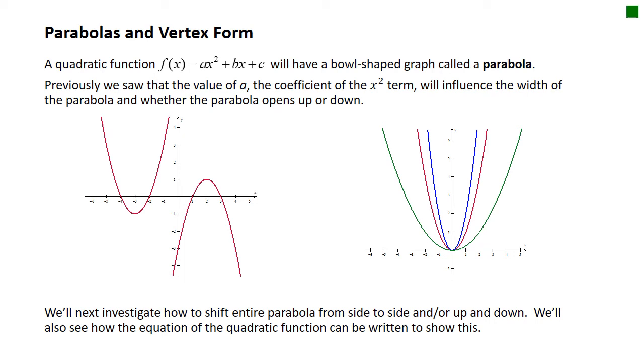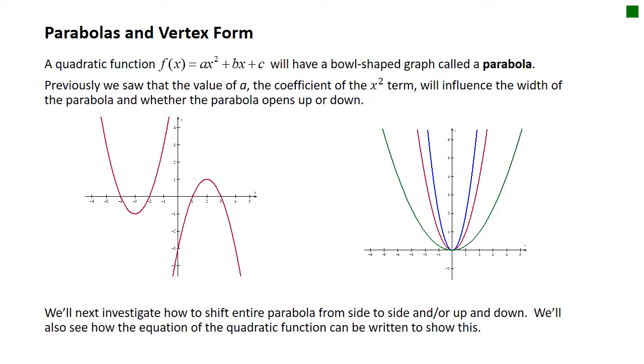In this video, we're going to look at parabolas and how certain parts of the equation can influence where the vertex is and where the parabola opens up from. In a previous video, we looked at the value of a, the coefficient of the x squared, and how it will influence the width of the parabola and whether the parabola opens up or down.